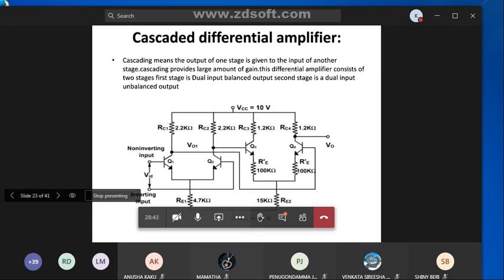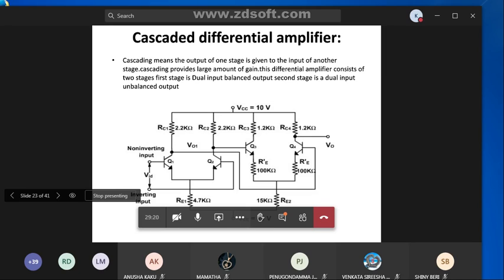See here, it is a cascaded differential amplifier. So you know what is cascading and what are the advantages of cascade amplifiers? Cascading means the output of the first stage is connected as an input to the next stage, right? The output of the second stage is connected as input to the third stage, like that. This type of connection is called a cascading connection.